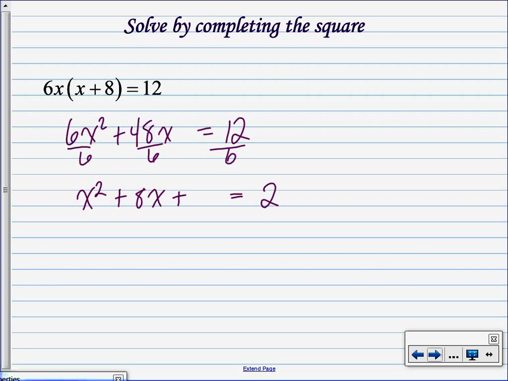12 divided by 2 is 6. Okay, how do I find what that something is? What's my b? So c is going to be 8 divided by 2 squared. 16, excellent.